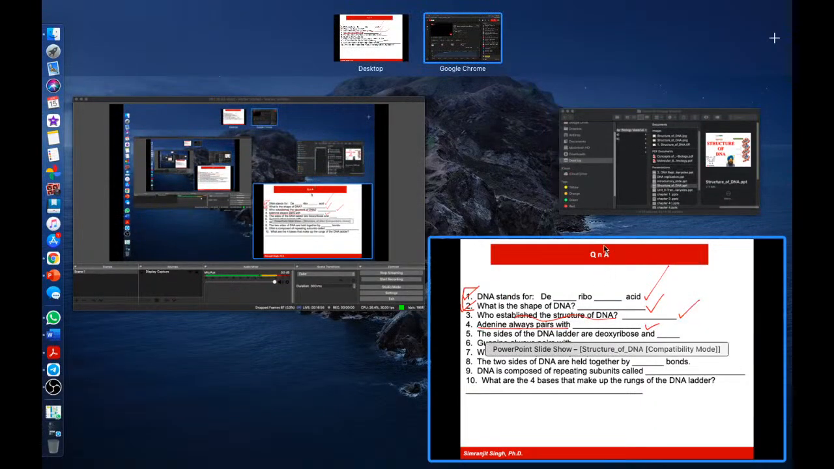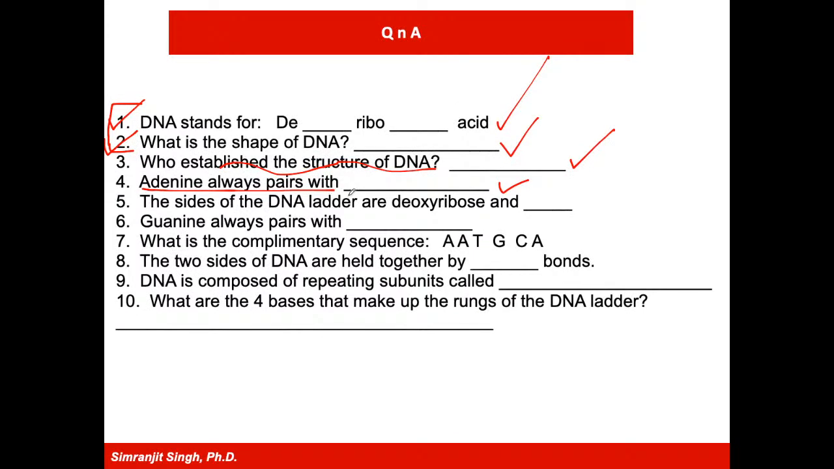Very nice, beautiful. So let's go more advanced. The sides of the DNA ladder are deoxyribose and... the side ladders of DNA. And guanine always pairs with... Tell me the answer, students.